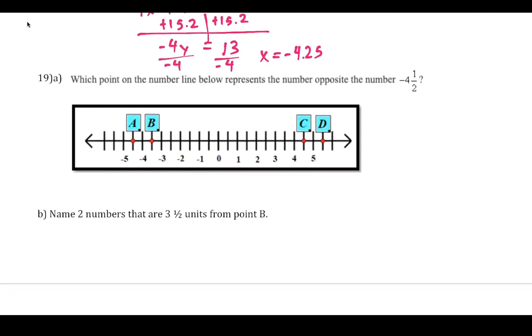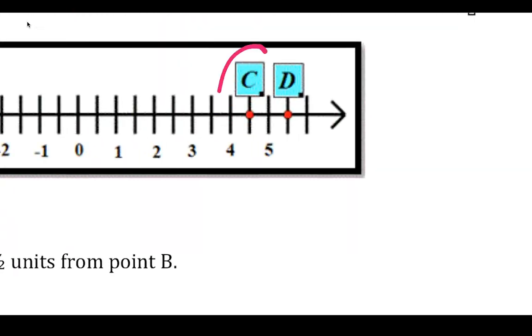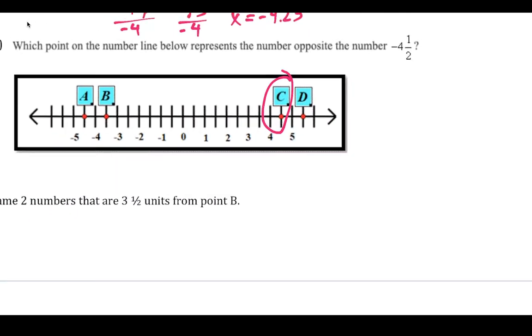19a, which point on the number line below represents the number opposite of negative 4.5? So the opposite is a positive. So we're looking at positive 4.5, which is point C.